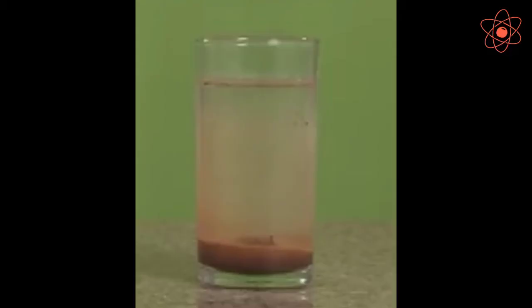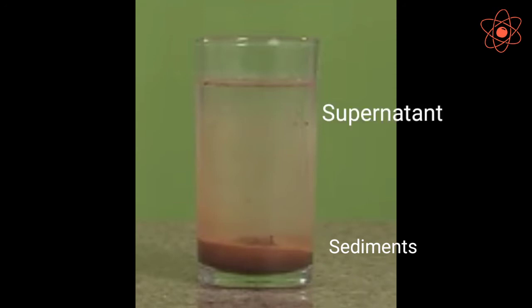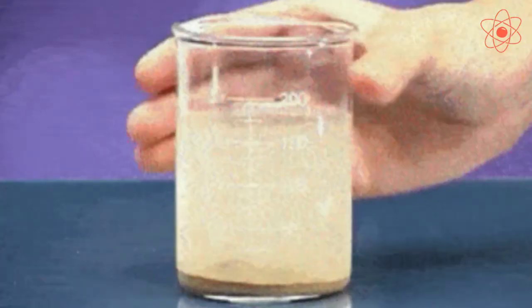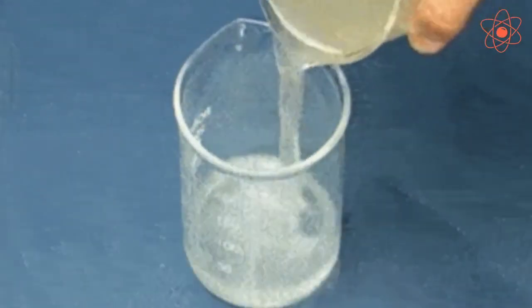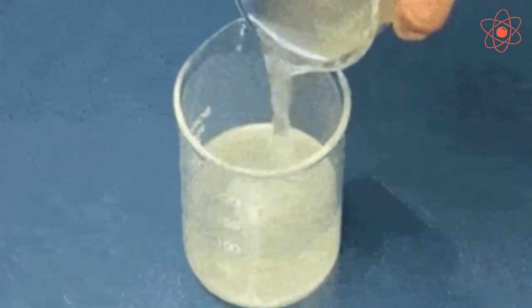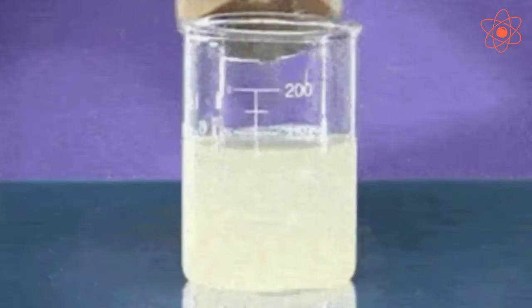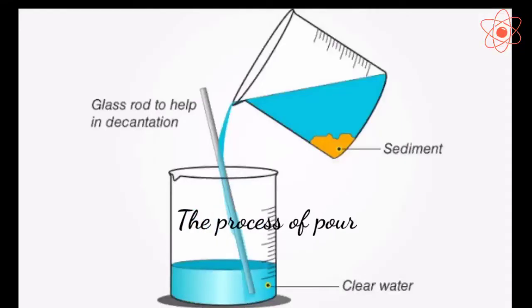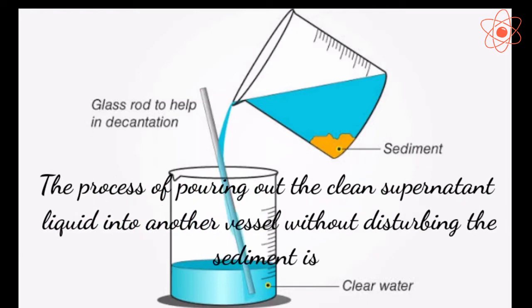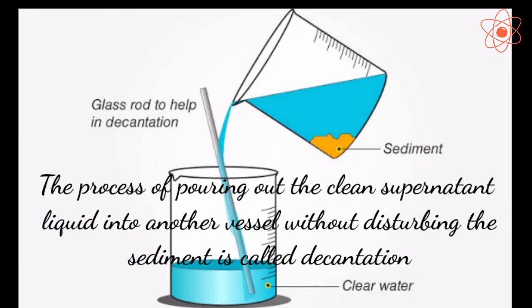The particles that settle down at the bottom are called sediments. The clear liquid that remains above the sediments is called supernatant. This liquid is carefully poured out into another container without disturbing the sediment. This process of pouring out the supernatant slowly into another container such that sediments are not disturbed is known as decantation.